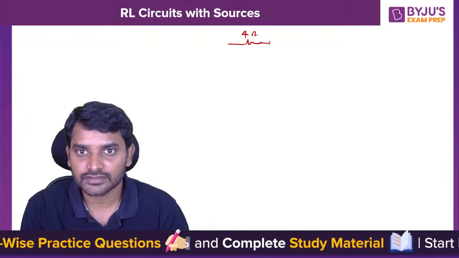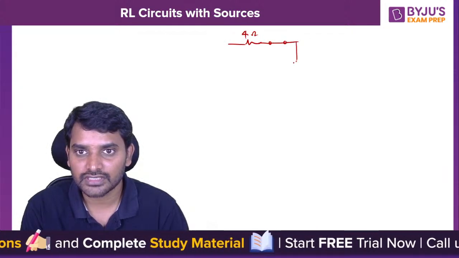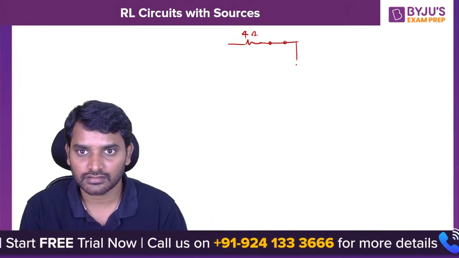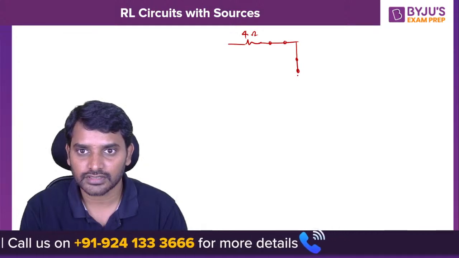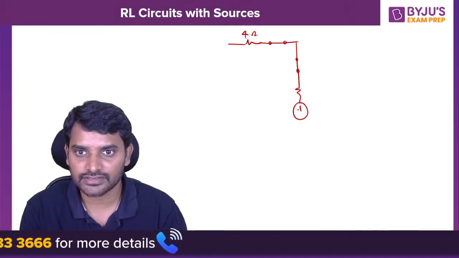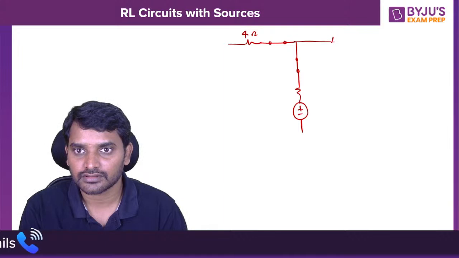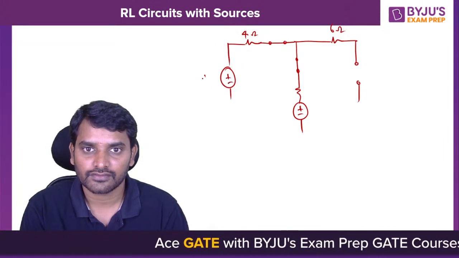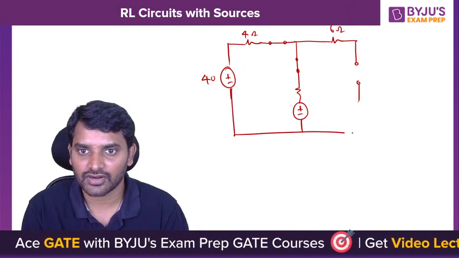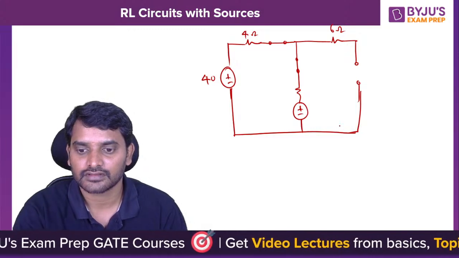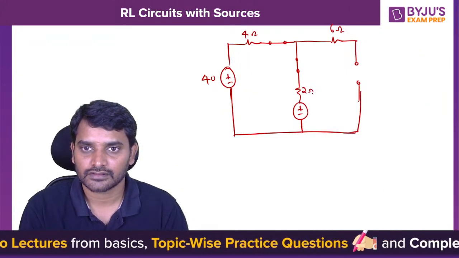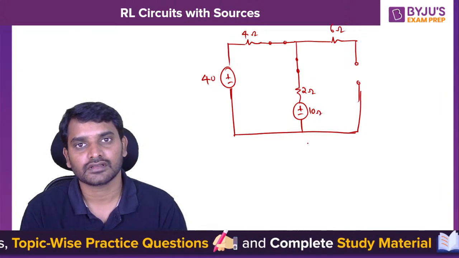4 ohms, switch 1 is closed, and here is a resistor. Here is a switch and resistor, voltage source. 6 ohms, inductor, 40, yeah, this will be around 40. It is 2 and 10.